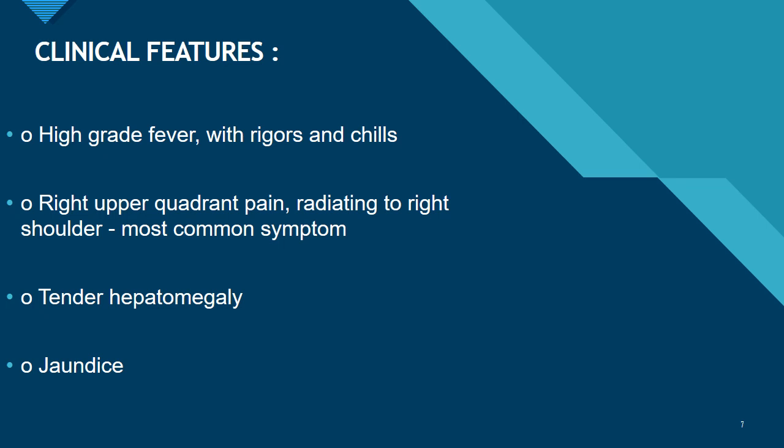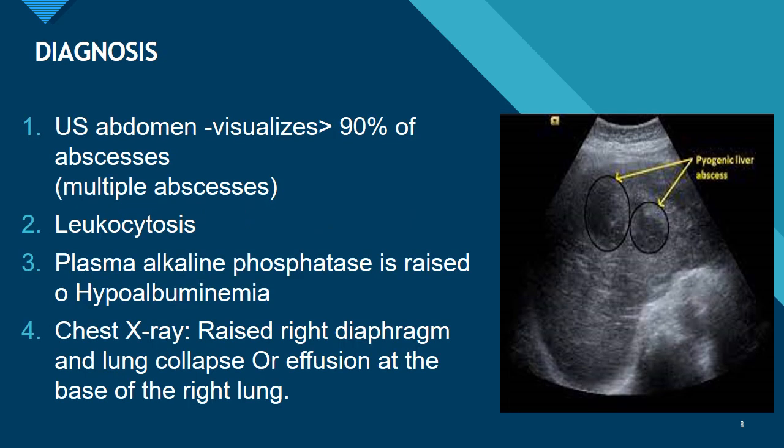swinging fever with rigors and chills. There will be right upper quadrant pain which will radiate to the right shoulder, and it is the most common symptom. There will be tender hepatomegaly, and because of the involvement of liver, there will be increased liver enzymes and it will lead to jaundice. So for the diagnosis, ultrasound is a great investigation.